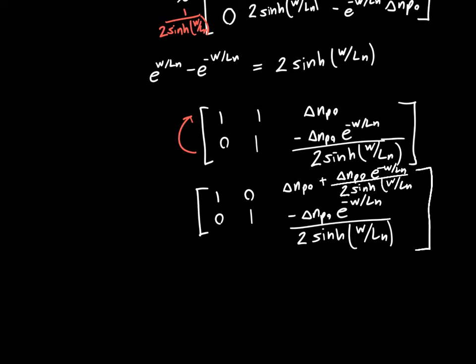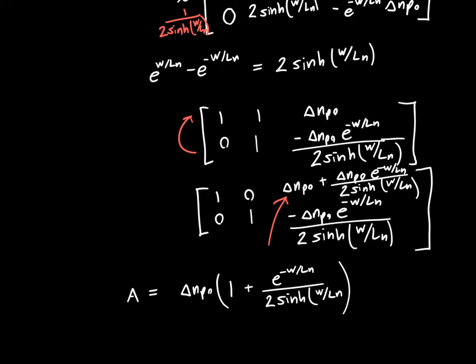We can simplify this a little bit further by multiplying out this np naught. First, let's just write out our answer. From this, we got that A is equal to delta np naught times 1 plus e to the minus w over ln over 2 times sinh of w over ln.